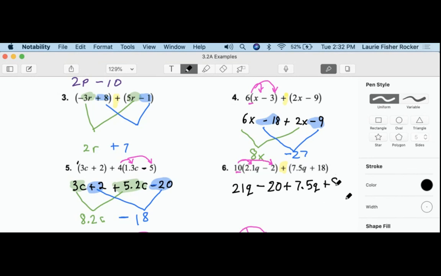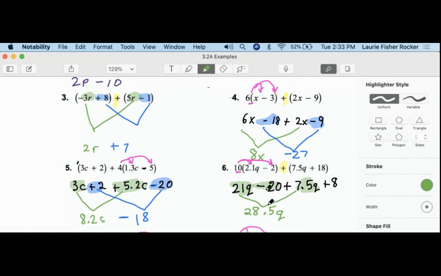So I bring that down. So then I've got my variable terms. My variable terms are 21q and 7.5q. I'm going to add those, and they're both positive, so I get 28.5q.